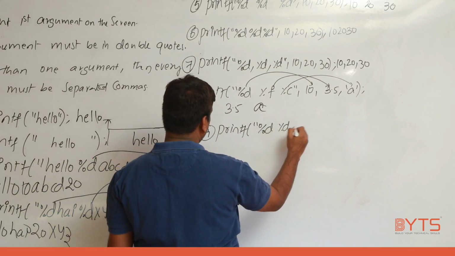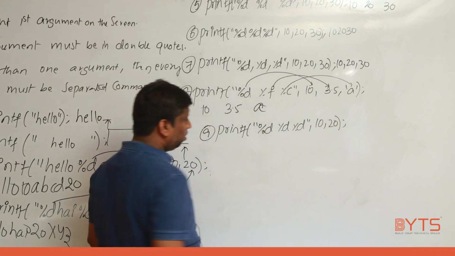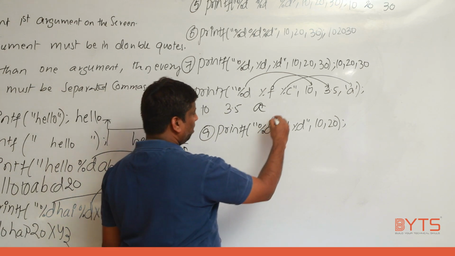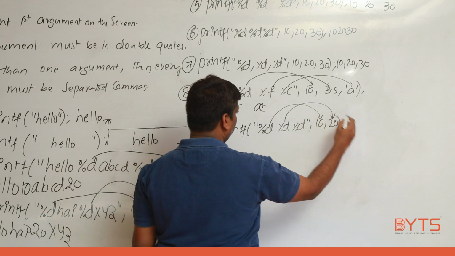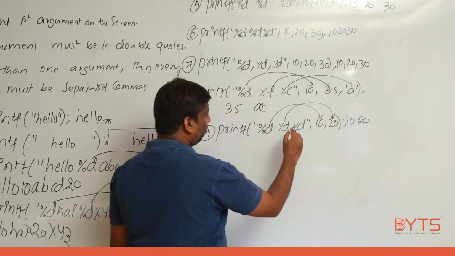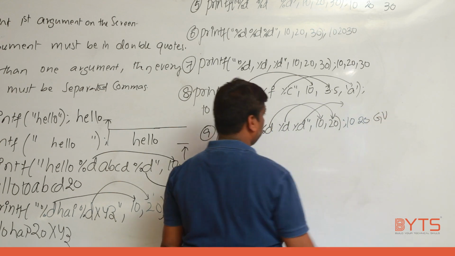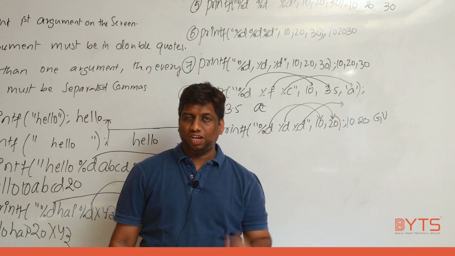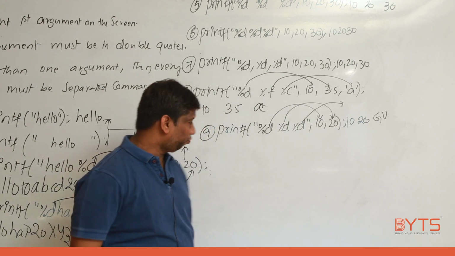Percentile D, percentile D, percentile D, 10, 20. Now see, totally we have 3 format specifiers, correct? Now, percentile D when I give you here, what is the answer? 10. Percentile D when I give you here, what is the answer? 20. But for this there is no argument. That is the reason you are going to get what value? Garbage value. For a given format specifier, if there is no argument, then answer is garbage value.